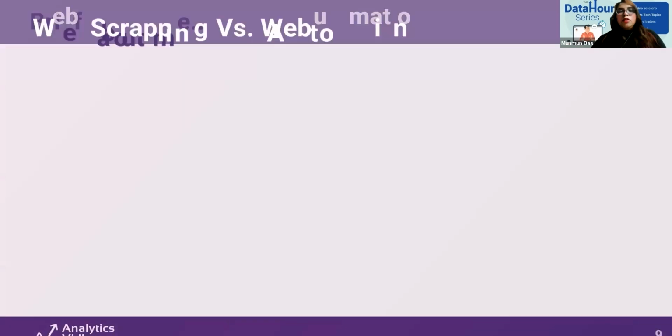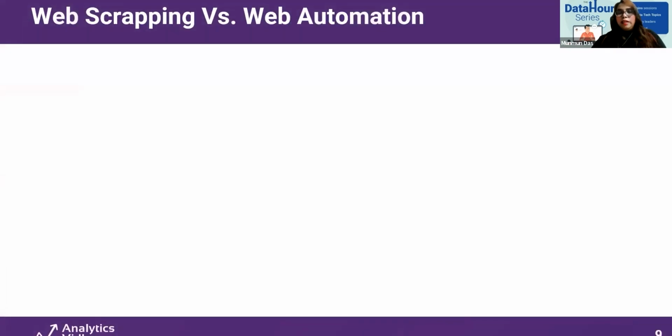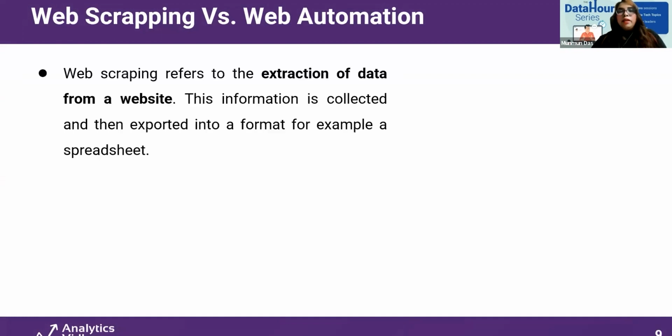Essentially there are many web scraping techniques and tools available. Even Python has some good libraries to do web scraping. Web scraping refers to the extraction of data from a website. When we only fetch the data from a website, this information is collected and then exported in the format of a report or a spreadsheet. So when we go to the website and extract, or scrape, the data out of it, that is web scraping.